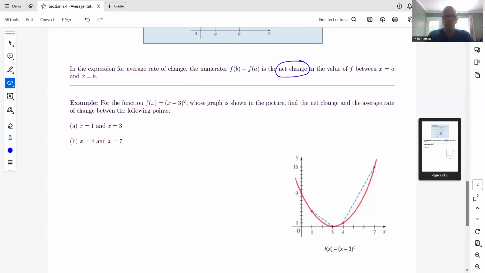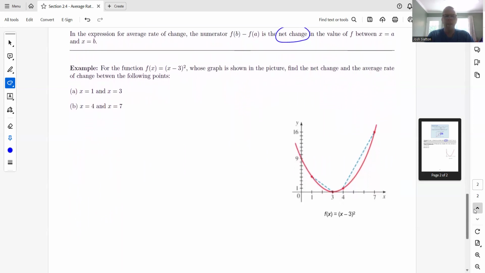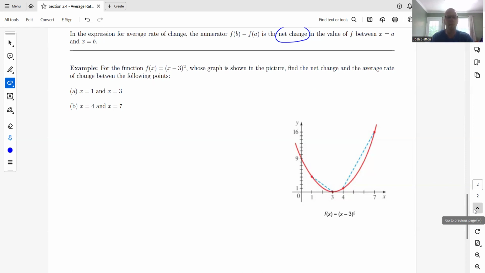All right, so for the function f of x equals x minus 3 squared, with the graph pictured here, find the net change and the average rate of change between the following points. So we have between x equals 1 and x equals 3, and that would be here. We can see this one is a decreasing, or negative, rate of change. This one is a positive rate of change.